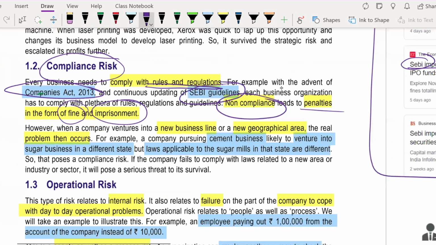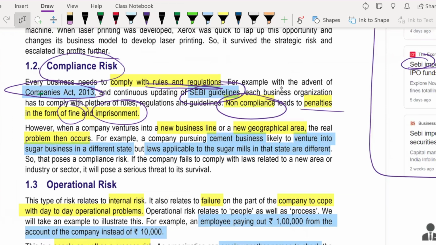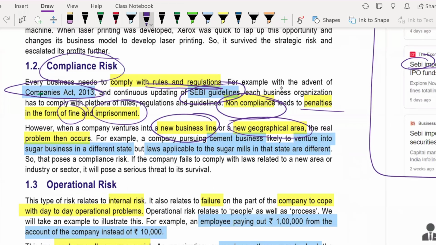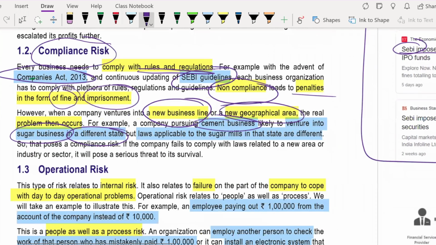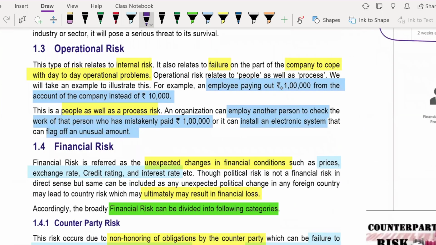So usually compliance risk does not occur to businesses that have been running for a long period of time. It usually happens when you're venturing into a new business line or a new geographical area because you don't know much about it. Suppose a cement business is venturing into a sugar business, that also in a different state. Then all the rules and regulations of a new business will be different, plus the state might have its own rules and regulations too. So you will have to comply with both. Correct? Yes. So that is compliance risk. So that is the second risk faced by the entity.